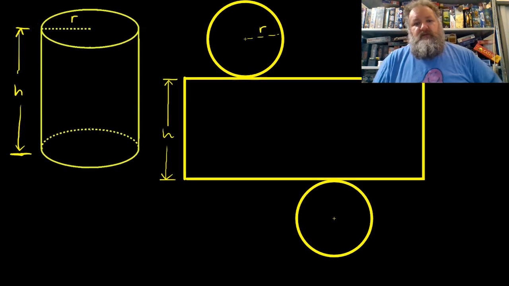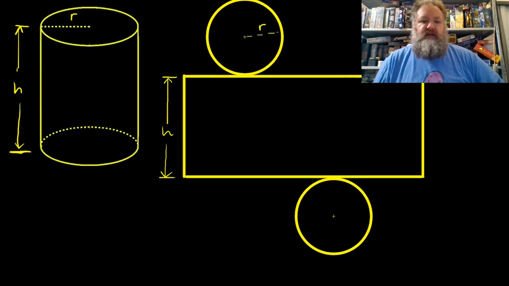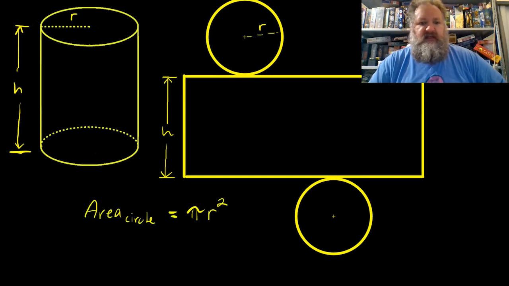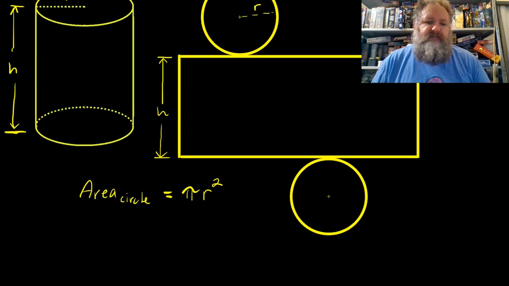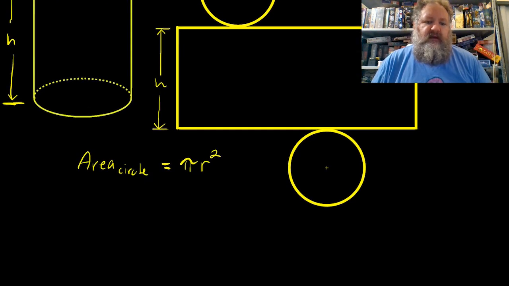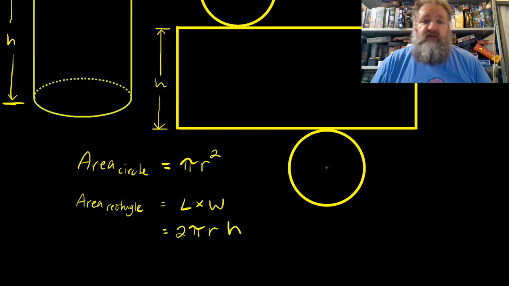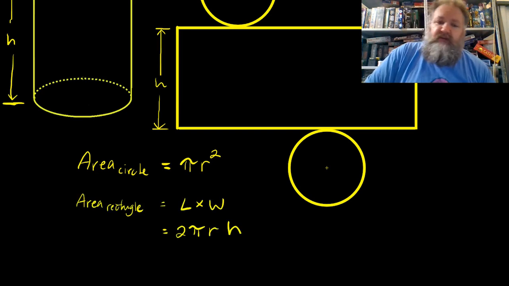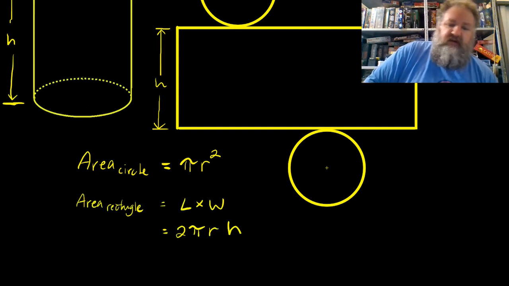So we would need to find the area of the circle. That's pretty easy. We know that there's pi r squared to give you the area of the circle. Don't forget that there's two of them though. There's a circle on the bottom as well as the circle on the top. The only other thing that we would need is the area of that rectangle, that curved section. We know that the area of a rectangle is just length times width.